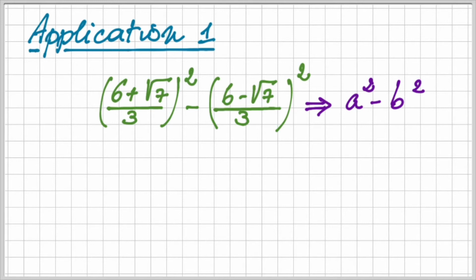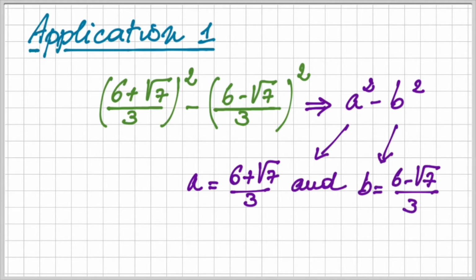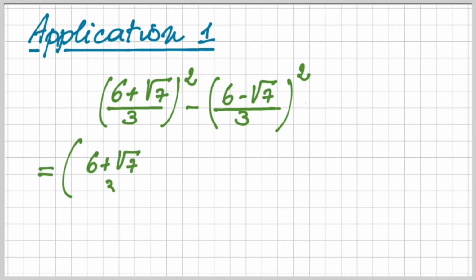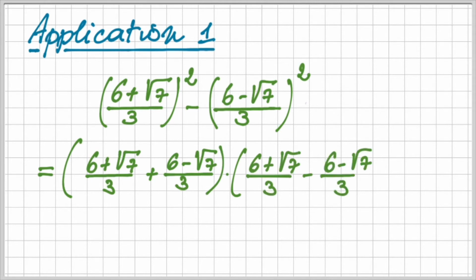So we have two expressions, a squared minus b squared, and what we can do is write this where a is (6 plus square root of 7) divided by 3, and b is (6 minus square root of 7) divided by 3. When we use the special product formula, we can rewrite this as a minus b times a plus b. So the first part is (6 plus square root of 7) divided by 3 plus (6 minus square root of 7) divided by 3, which we then multiply by (6 plus square root of 7) divided by 3 minus (6 minus square root of 7) divided by 3.